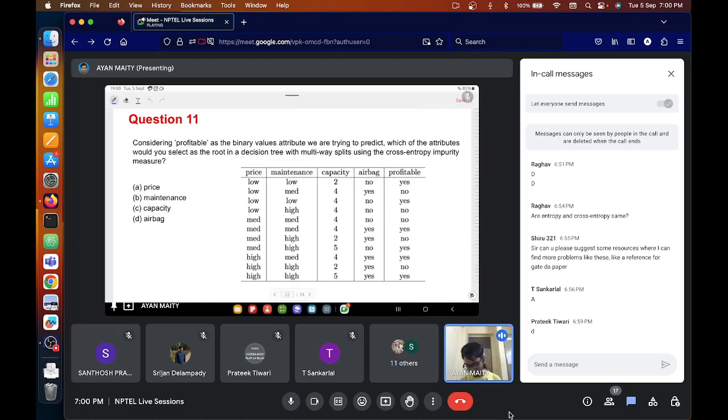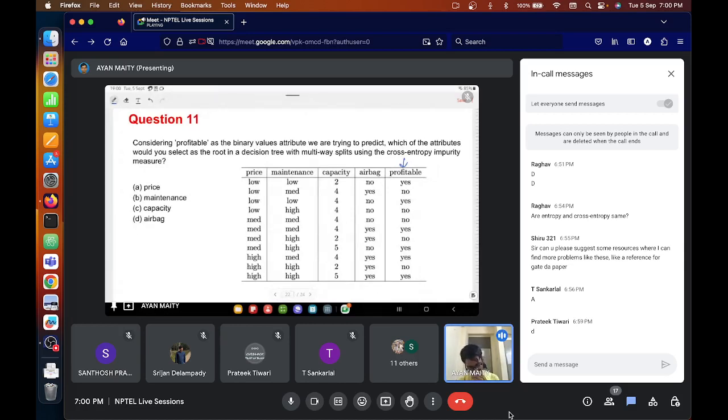Question 11, this is the last question. So this data set is given, and this profitable, this is the output class level, which is either yes or no. This is the decision variable or the output variable, and price, maintenance, capacity, airbag, these are the four input features or attributes.